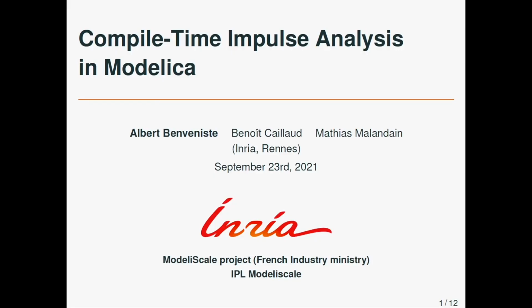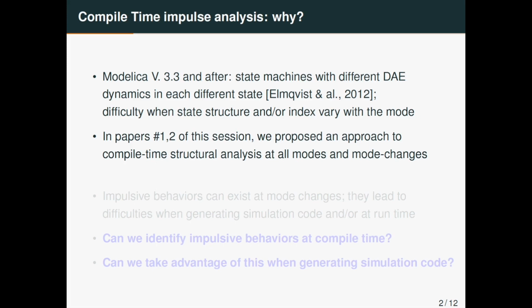In this talk, we will propose a compile time identification of the impulsive variables at mode change events in Modelica. This is joint work with Benoît Caillaud and Mathias Malandain. In release 3.3 of Modelica and after, state machines with different DAE dynamics in each different state were added. This was an important step toward supporting multimode models.